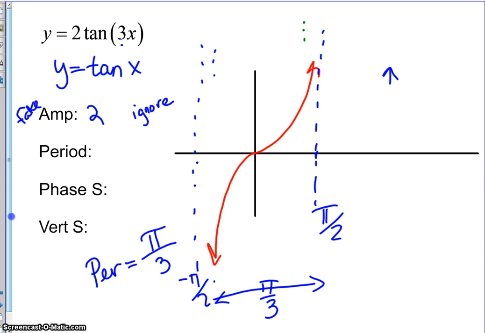So this, on a technicality, is going to be pi over 6, sorry, and this is going to be pi over 6, not pi over 2 or negative pi over 6. So the distance between these two is pi over 3.